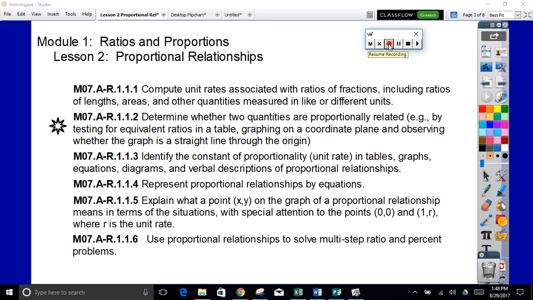Today's lesson is called Proportional Relationships. It's based on the standard with the star that you can see here. Determine whether two quantities are proportionally related. That's what we'll be learning to do in this lesson.